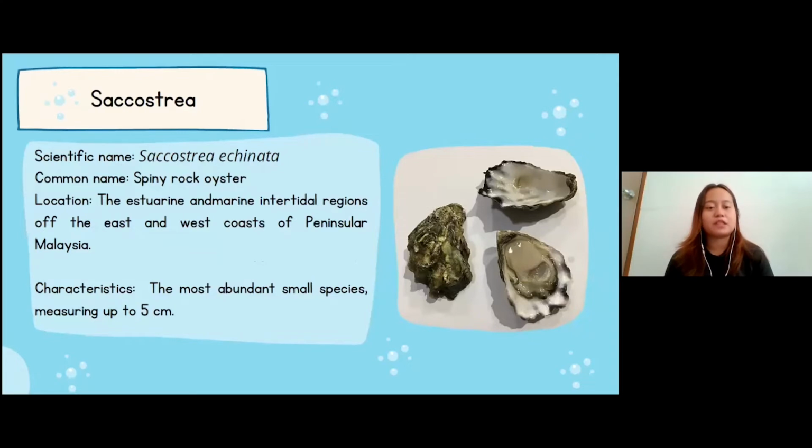For the second genus, we have Saccostrea. This genus has the species Saccostrea echinata, with the common name spiny rock oyster. They are distributed along the estuarine, marine, and intertidal regions of the east and west coast of Peninsula Malaysia. The characteristic of this species is its small size, measuring up to 5 centimeters.